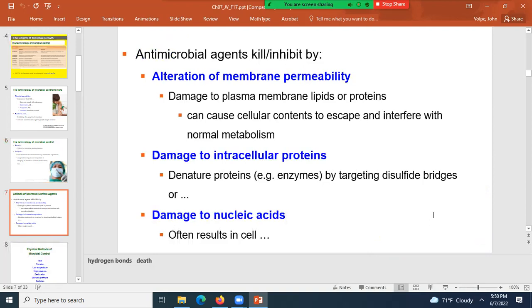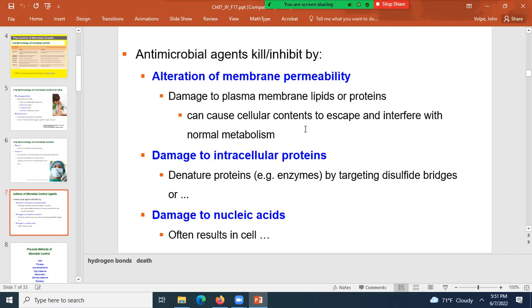Antimicrobial agents kill or inhibit microbes by three means. They can alter the membrane permeability of the microbe. They can damage the intracellular proteins of the microbe, or they can damage the nucleic acid of the microbes. If you damage the plasma membrane, either the lipids or the proteins of the membrane, it will put a hole in the membrane, causing the cellular contents to escape the cell and interfere with normal metabolism, resulting in the death of the cell.